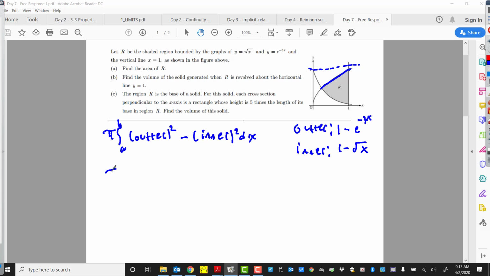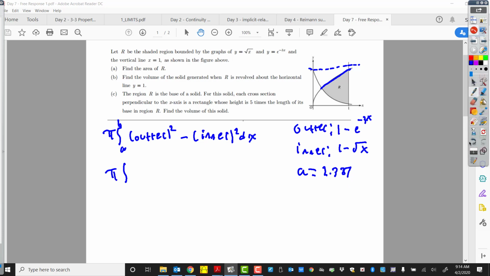So when we set this up, we have pi times the integral from, in part A, we said a equals to that number, but let's say it again just to make sure. A equals 0.2387.